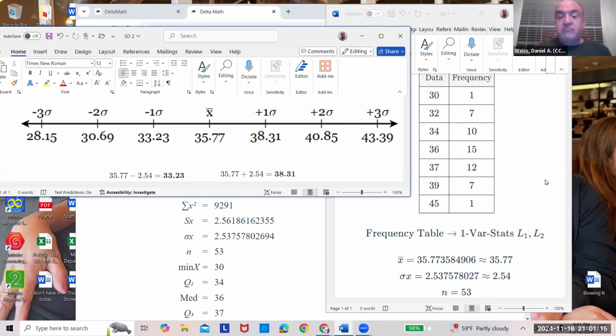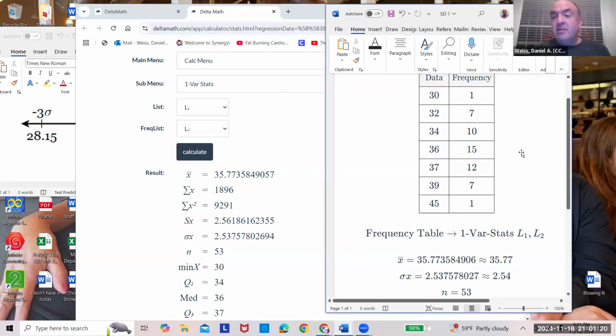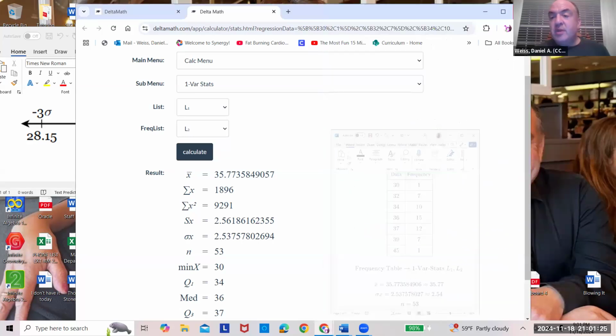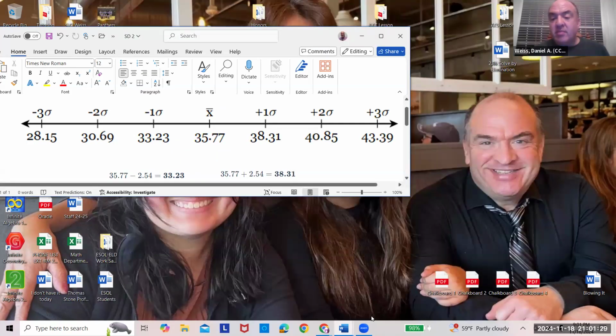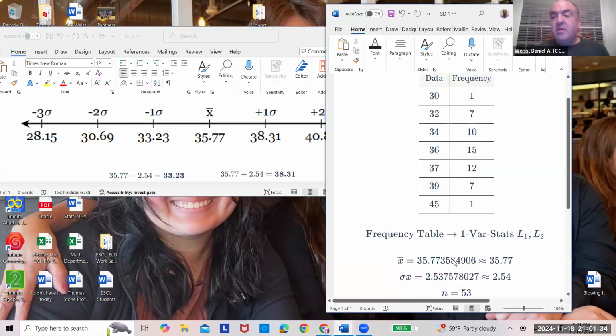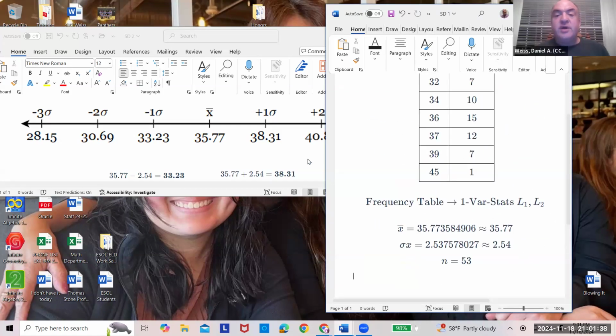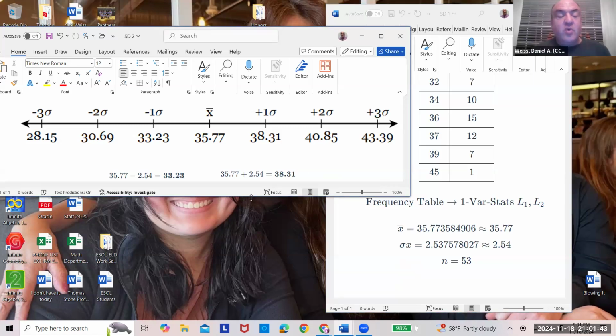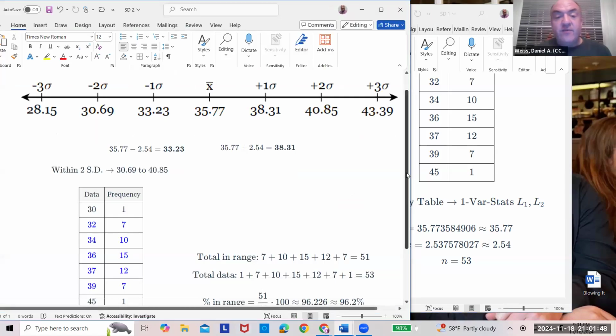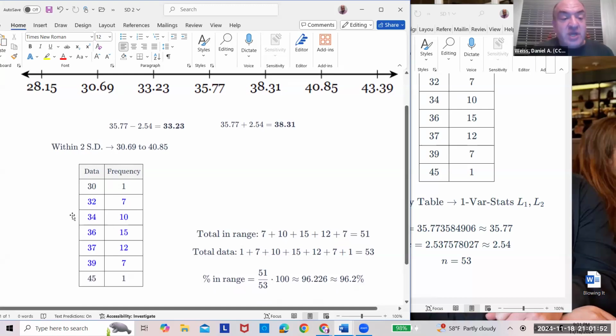So in other words, here's the deal. Within 2 standard deviations, from 30.69 to 40.85, those numbers are in blue. See, 32, 34, 36, 37, 39. You're going to add these numbers. There's 7 32s, 10 34s, 15 36s, 12 37s, 7 39s. Or frankly, this 30 and this 45 is not included. If I take 53 and subtract these two, I've got 51, right? Or you could add all these numbers and get 51.